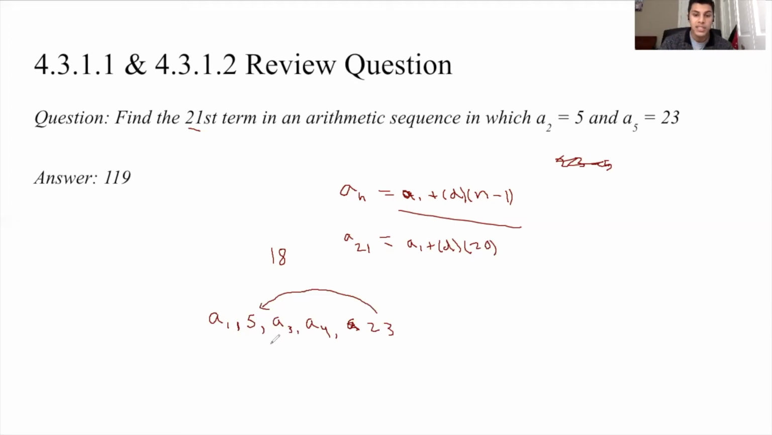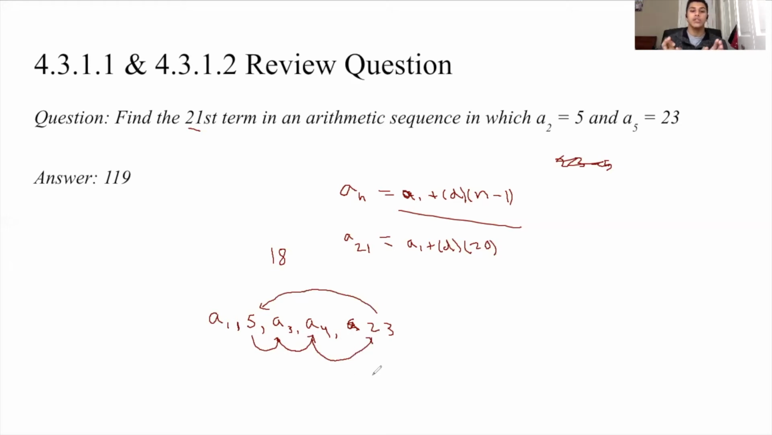So we need to find the value of the difference between individual terms. Let's see how many differences there are between the fifth and the second term. First, there's one difference, where you jump from the second to the third term, then another difference where you jump from the third to the fourth term, and then one more difference when you jump from the fourth to the fifth term. And these three differences will be equal.